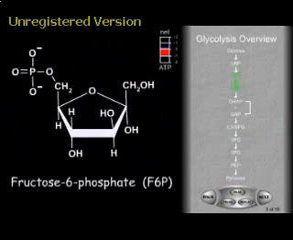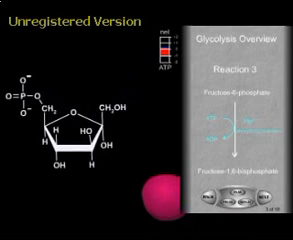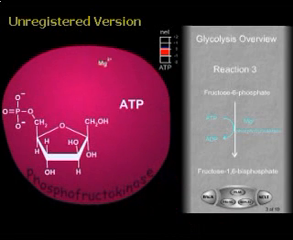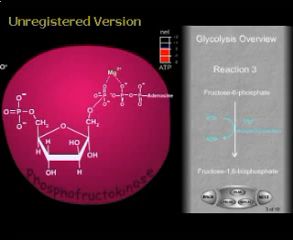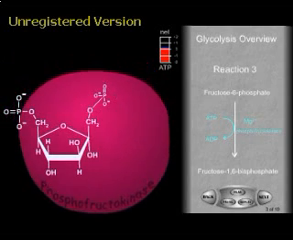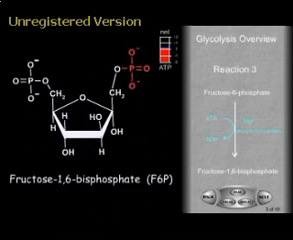In the third reaction of glycolysis, a phosphoryl group is transferred from ATP to fructose 6-phosphate by the enzyme phosphofructokinase. This brings the net investment for the pathway to 2 ATPs. The product of the reaction is fructose 1,6-bisphosphate. Phosphofructokinase catalyzes the rate-determining step of the glycolytic pathway.